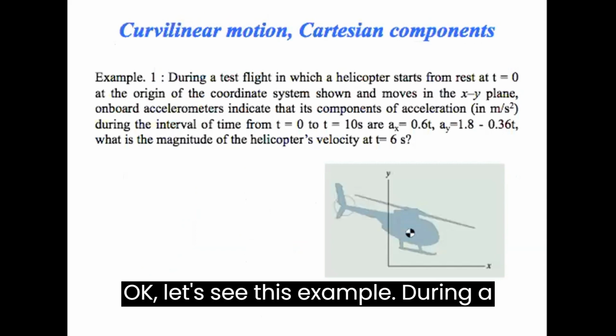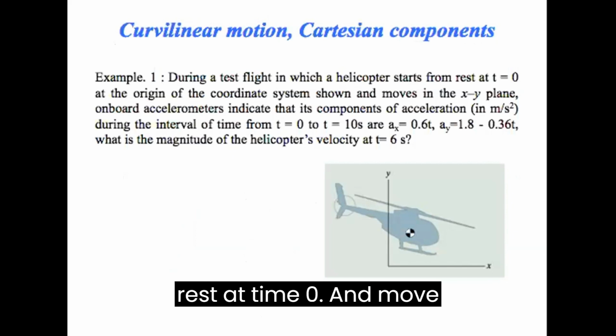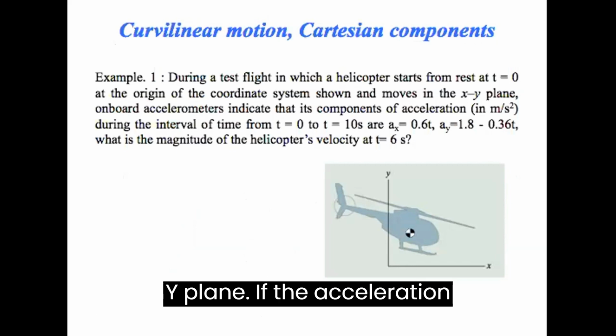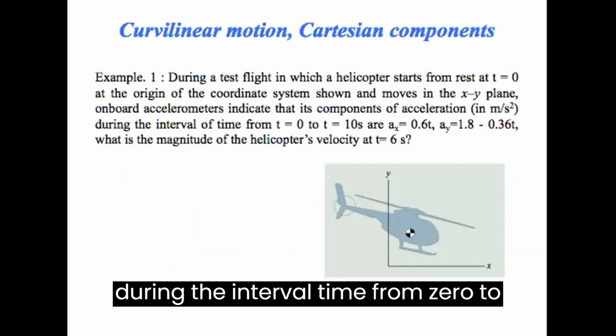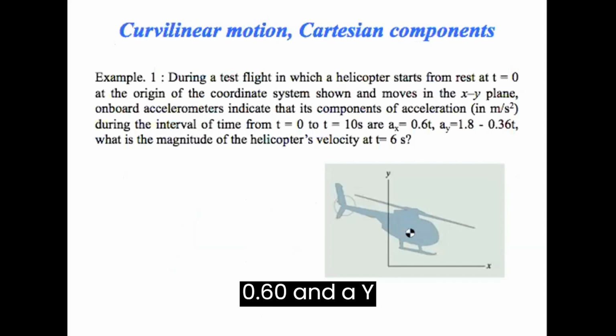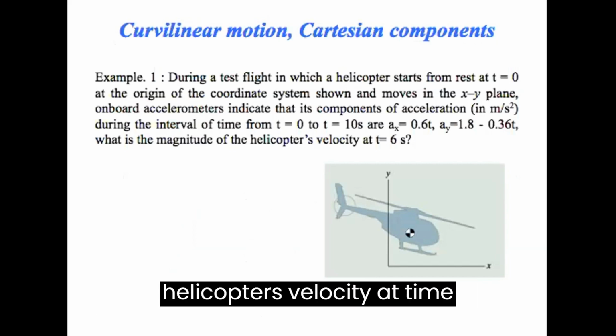Okay, let's see this example. During a test flight, a helicopter starts from rest at time 0 and moves in the x-y plane. If the acceleration during the time interval from 0 to 10 seconds is ax equals 0.6t and ay equals 1.8 minus 0.36t, what is the magnitude of the helicopter's velocity at time 6 seconds?